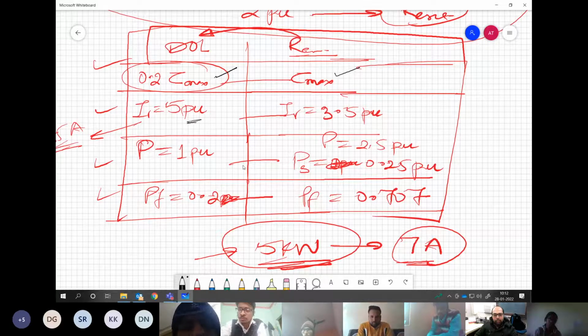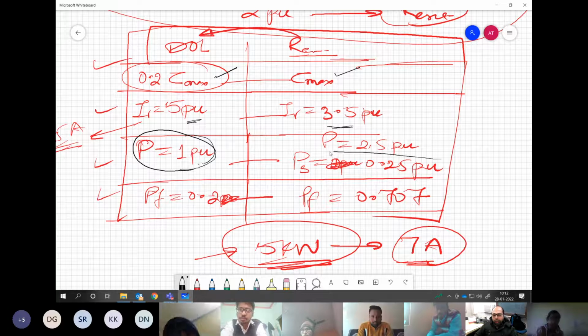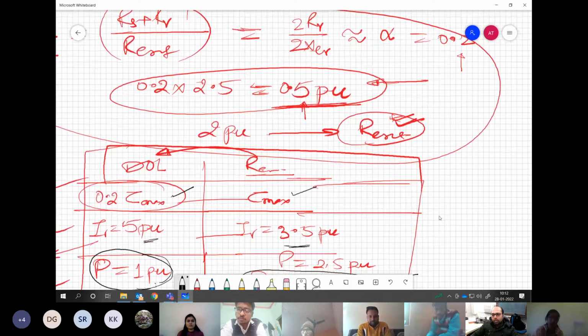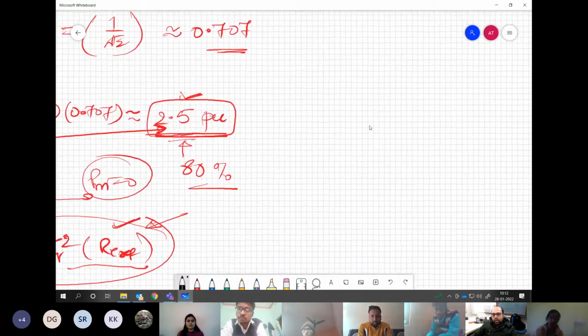And the current, which was like 5 per unit, has now come down to 3.5 per unit. And the complete power, which was getting exhausted in the motor, 1 per unit, has now come down to only 0.25 per unit, so only 25% of the rated power. It is still better compared to direct online, and the power factor has also certainly improved. So it's not a big burden on whichever grid system you connect this motor to. This method gives some advantage over direct online.